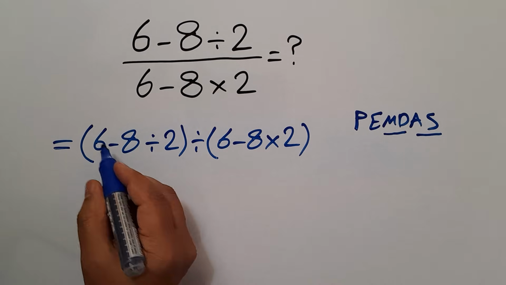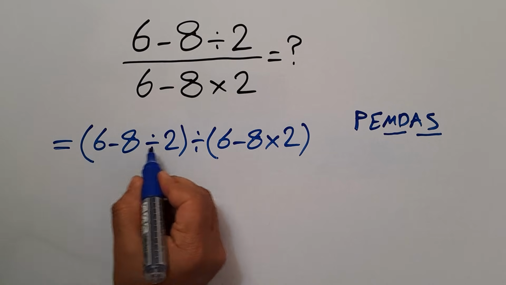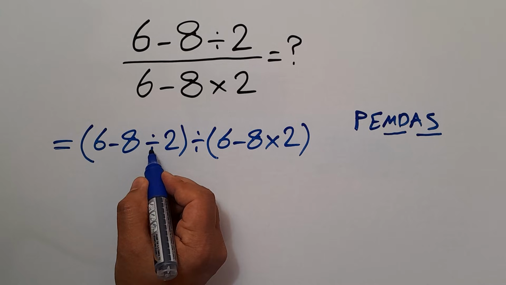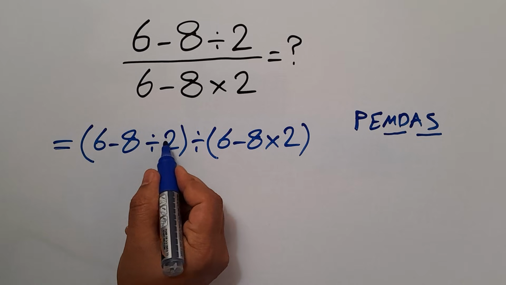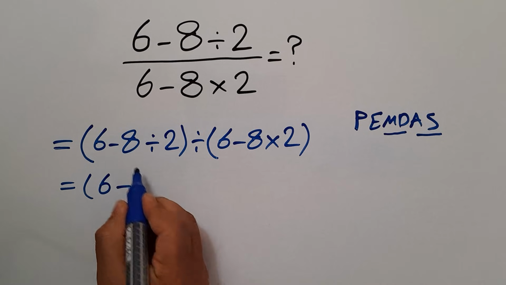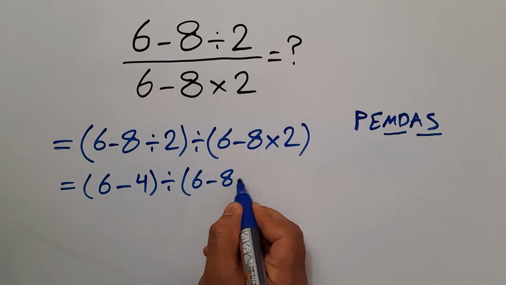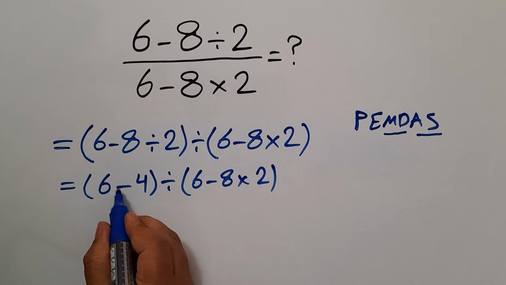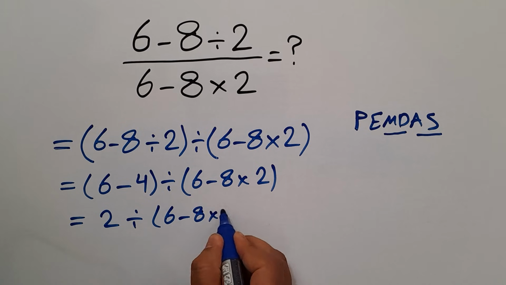So here first we do this parentheses, and inside these parentheses we have this subtraction and this division. According to the PEMDAS, the division has higher priority than subtraction. So first we do this division. 8 divided by 2 gives us 4. So parentheses 6 minus just 4 divided by 6 minus 8 times 2. And here 6 minus 4 equals 2. So 2 divided by 6 minus 8 times 2.